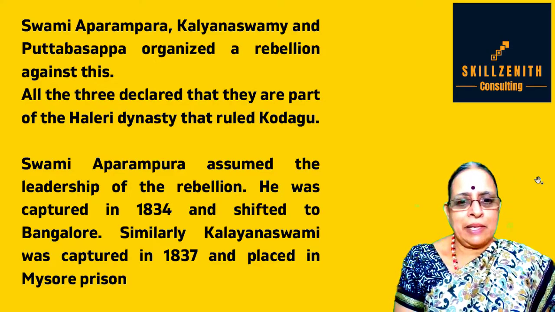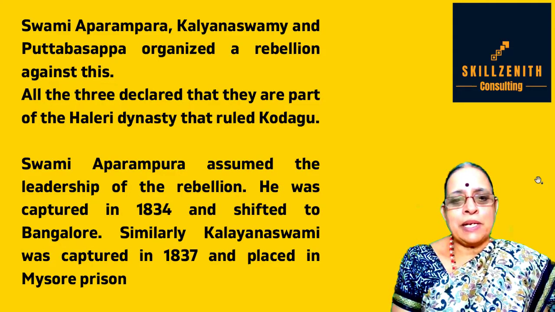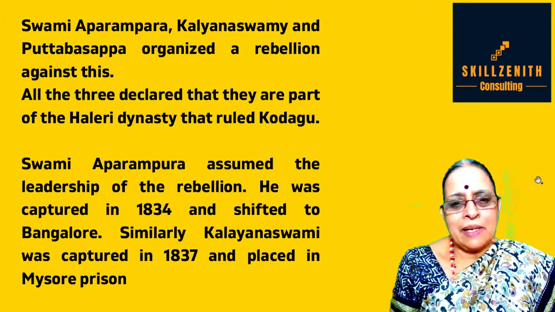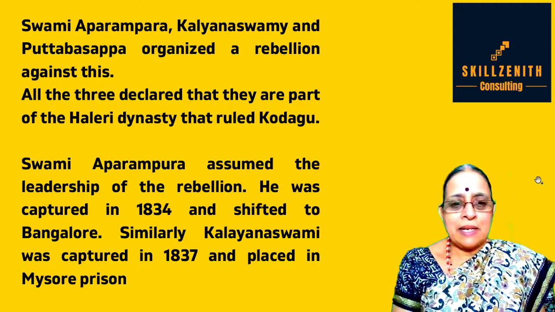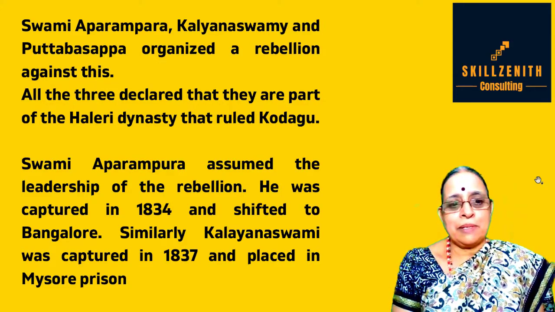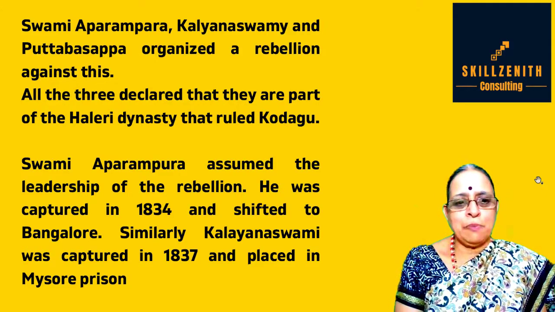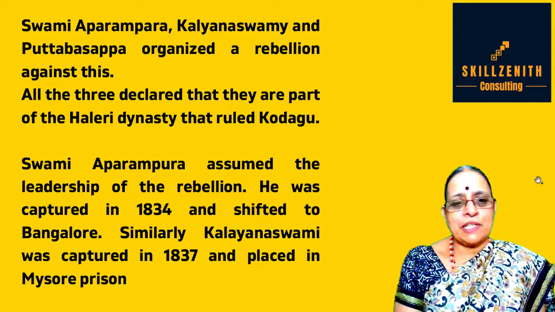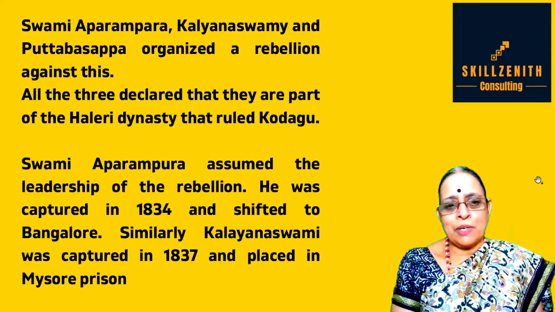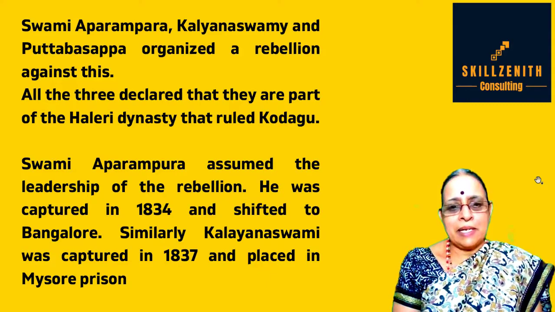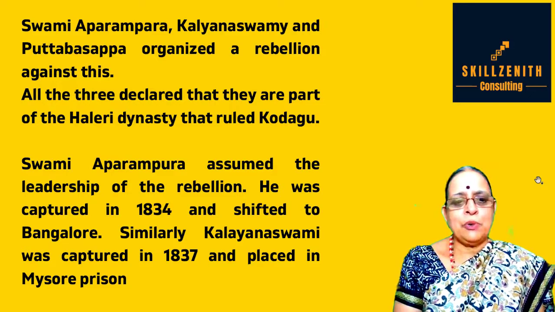He was captured in 1834 and shifted to Bangalore. What was the British doing? Whoever came forward with a rebellion, they would send them far away from their place. That means in a familiar region they may protest again, so what did they do? He was shifted to Bangalore. Who was shifted? Swami Aparampura was shifted to Bangalore. Similarly, Kalyana Swami was captured in 1837 and placed in Mysore prison. So they would not be around Kodagu. Another leader by name Kalyana Swami was captured in the year 1837 and he was sent to Mysore prison.